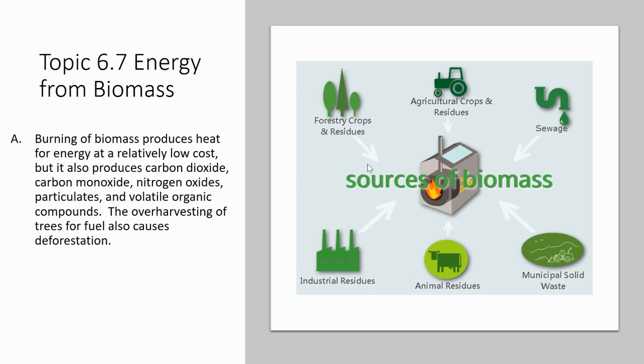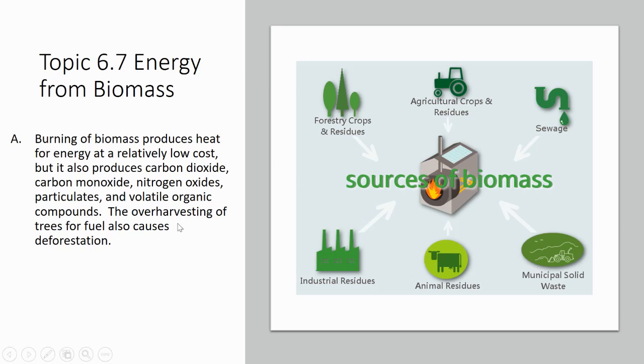And so the burning of biomass we know produces heat energy, typically at a relatively low cost, but it's going to produce things like carbon dioxide, carbon monoxide, nitrogen oxides, particulates, and volatile organic compounds. And those guys are all air pollutants that you 100% need to be familiar with, especially when we move on to Unit 7.